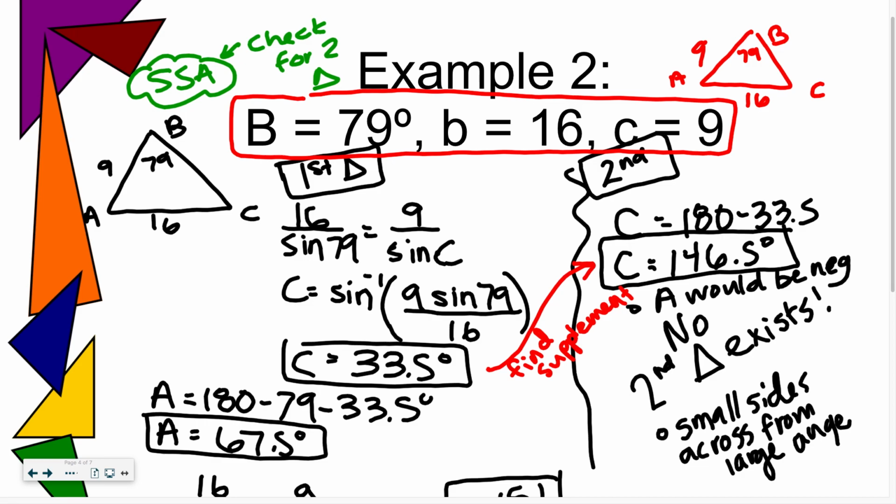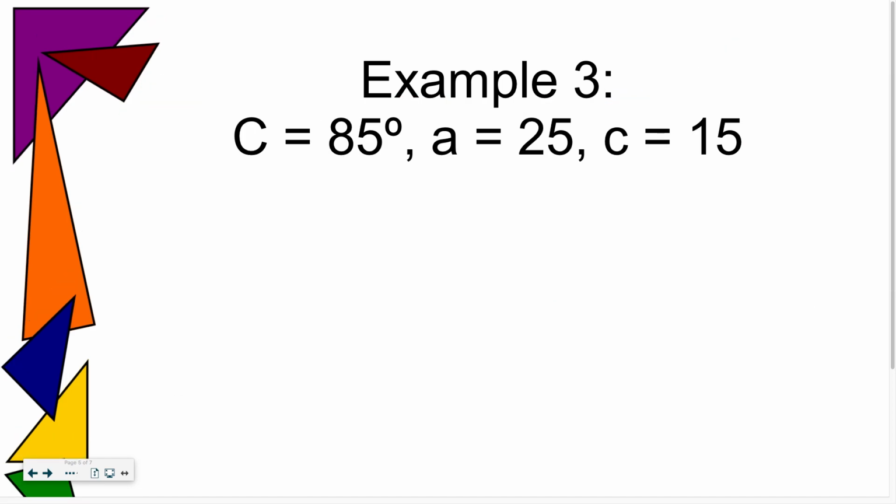Okay? So we've done 2 triangles, we've done 1 triangle, and we have yet to see 0 triangles. So here's going to be our 0 triangle, not to spoil it. So let's say angle C is 85, side A is 25, and side C is 15. See if you can solve that triangle.